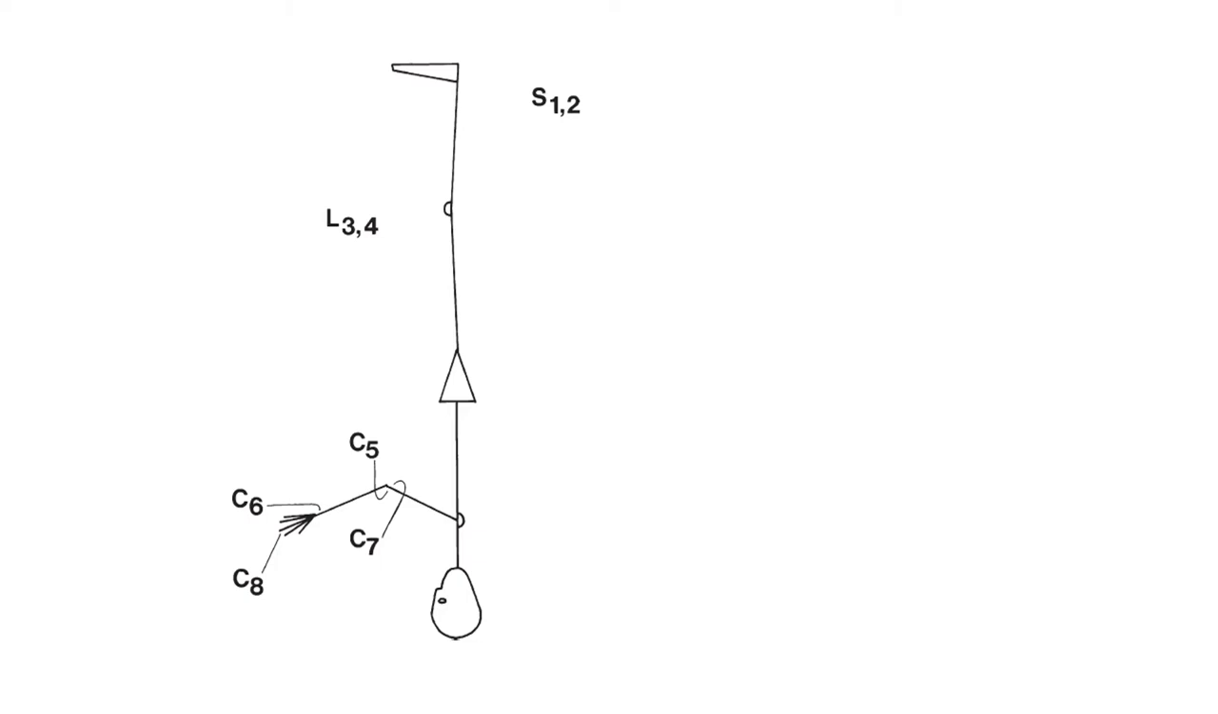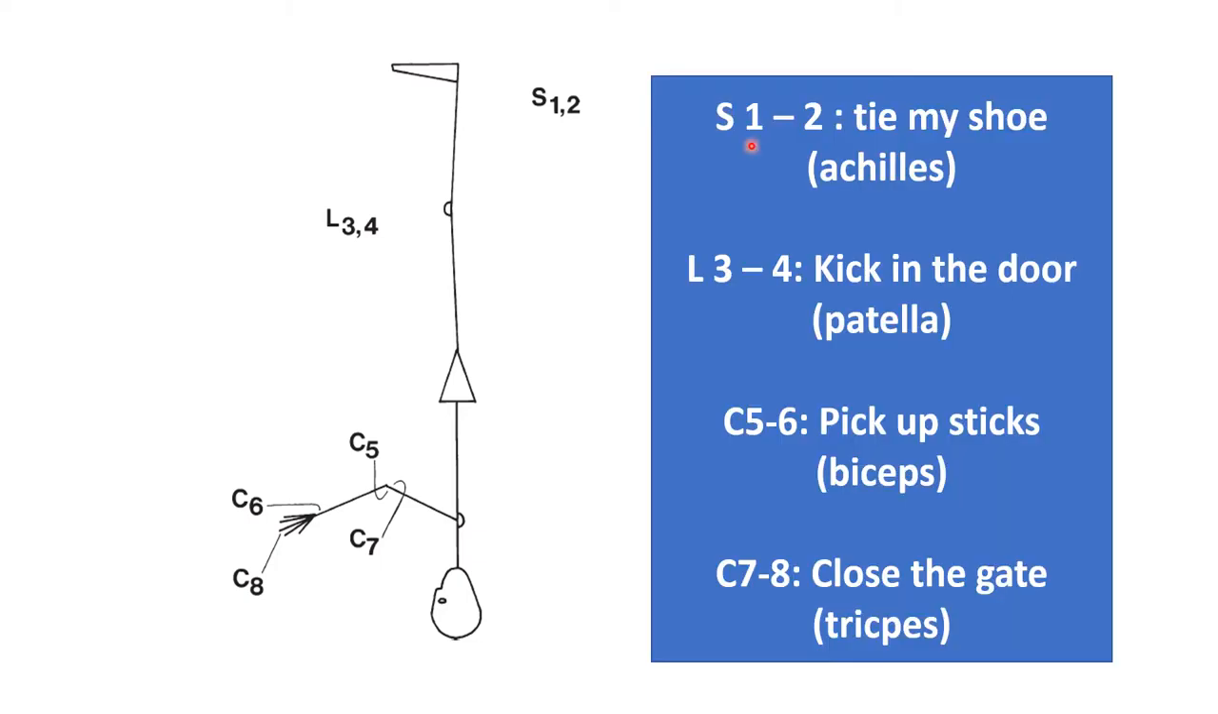And there's a rhyme that goes along with it as well. S1, to tie my shoe. The movement you do to tie your shoe, that's the Achilles reflex. 3, 4, kicking the door. That's when you extend your knee, and that's the patella reflex. 5, 6 is pick up sticks. C5, 6, that would be your biceps reflex. And then 7, 8, close the gate.